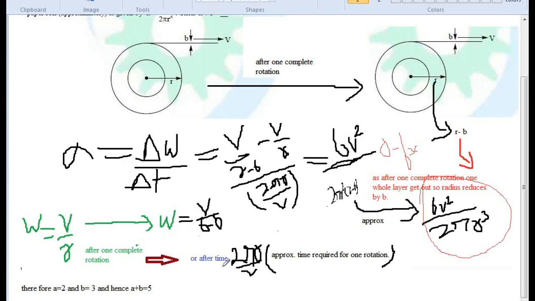And so we have got a and we have got c. Actually this is c, not b. This is also c. So a plus c will be 2 plus 3, 5.